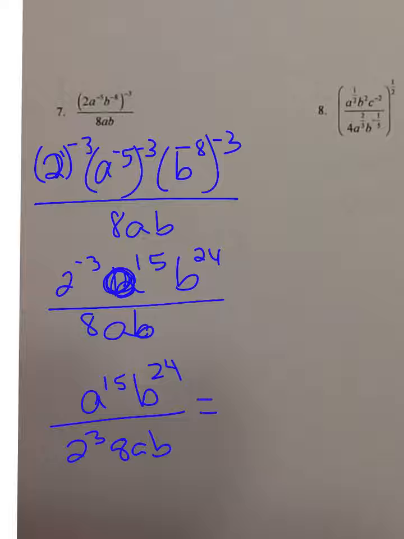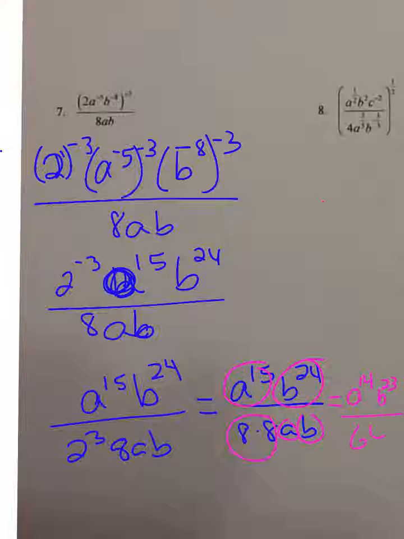So I have here a to the 15th, b to the 24th, over 8 times 8ab. So now I can multiply 8 times 8. And my a's, I'll subtract the exponents. My b's, I'll subtract the exponents. So a to the 15th divided by a is a to the 14th. B to the 24th divided by b is b to the 23rd over 64. 8 times 8 is 64.